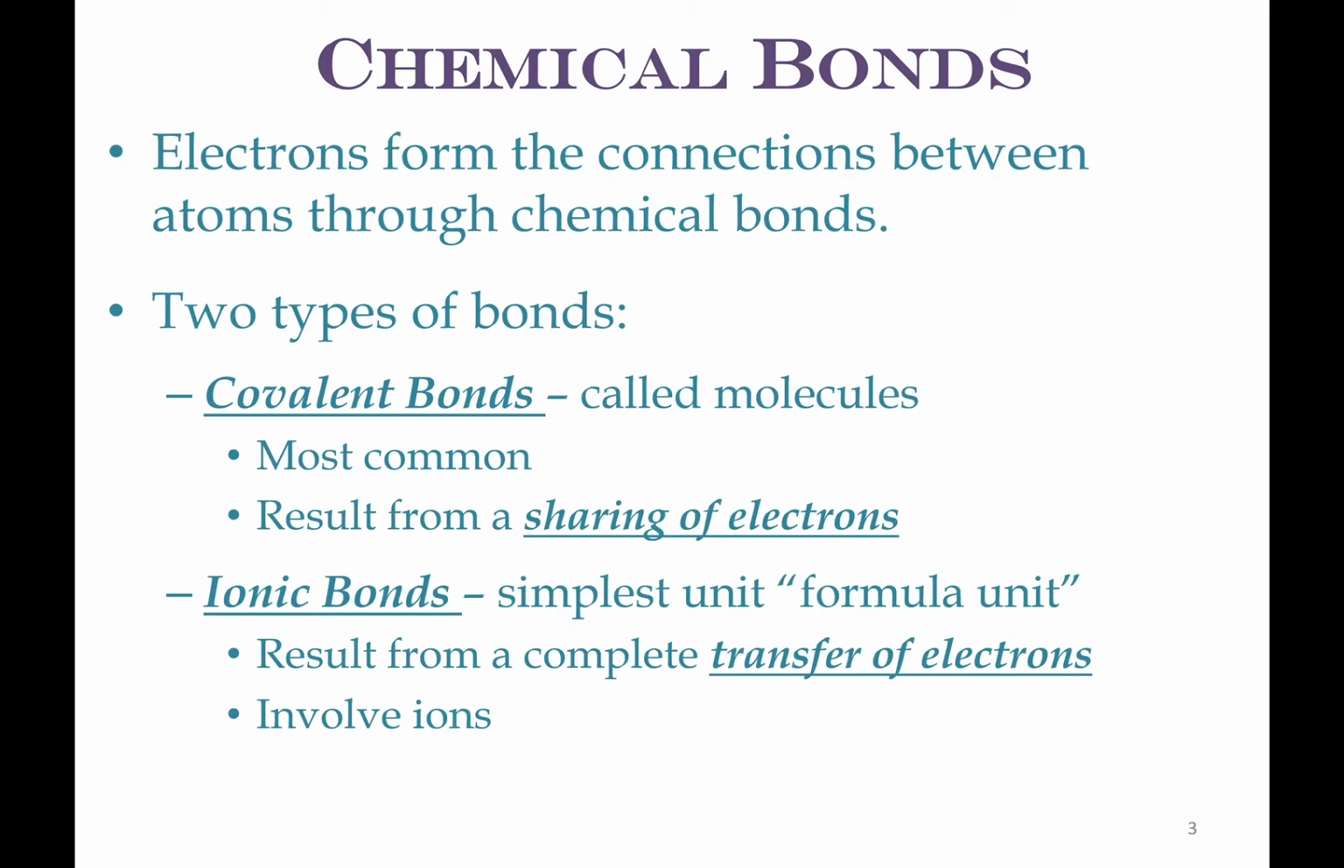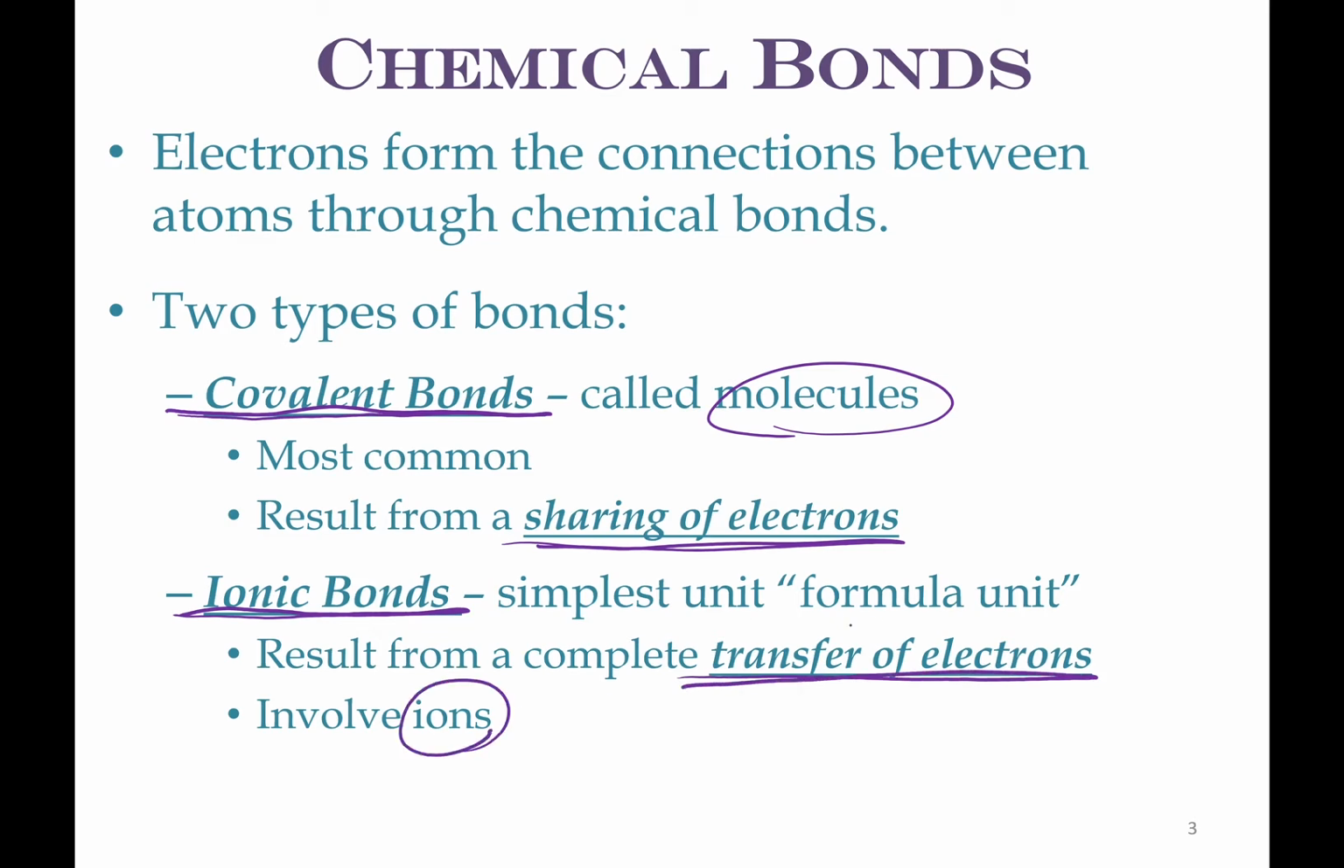So when we talk about bonds, we're talking about what's going on with the electrons, what's attracting these atoms to each other. We have two different major types of bonds that we're going to talk about in this chapter, covalent bonds and ionic bonds. Covalent bonds share electrons, and they are known as molecules. Ionic bonds transfer electrons, so we form ions, and they're called formula units.